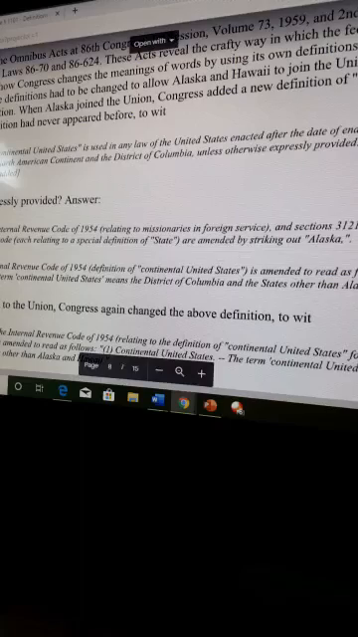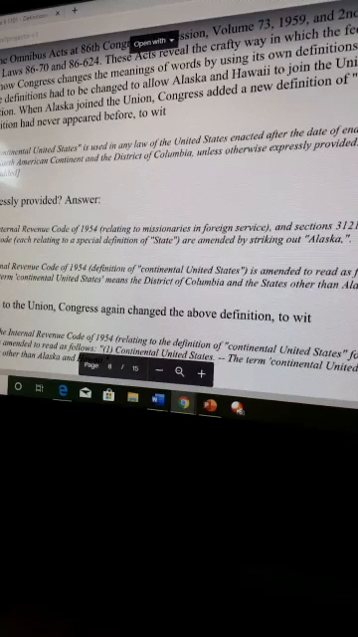Section 22(a), Section 2202 of the Internal Revenue Code of 1954 relating to the missionaries in foreign service, and Sections 3121(e)(1), 3306(j), 4221(d)(4), and 4233(b) of such code, each relating to a special definition of state, are amended by striking out Alaska. (b) Section 4262(c)(1) of the Internal Revenue Code of 1954, definitions of continental United States, is amended to read as follows: 1. Continental United States. The term continental United States means the District of Columbia and the states other than Alaska.